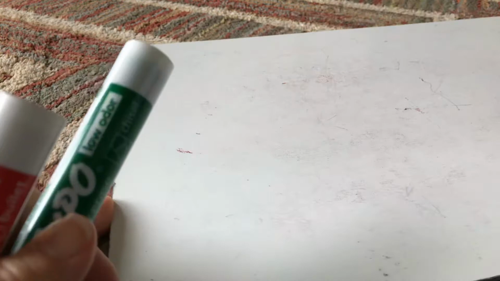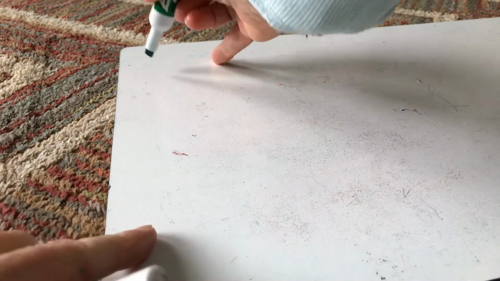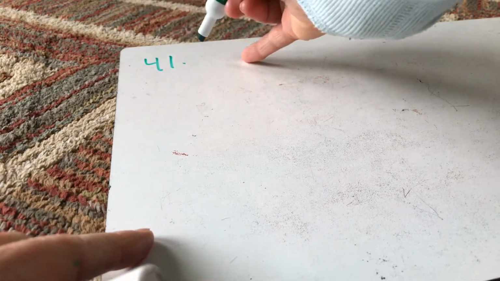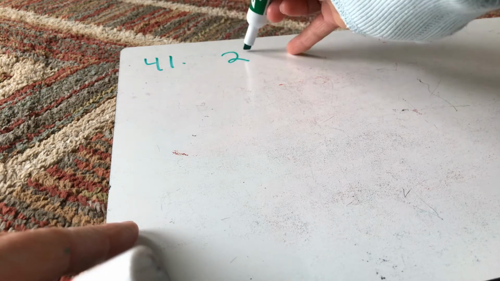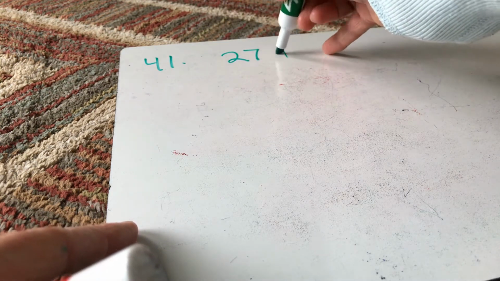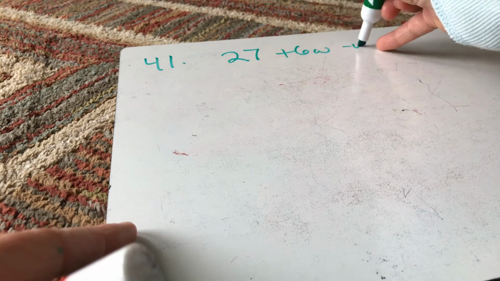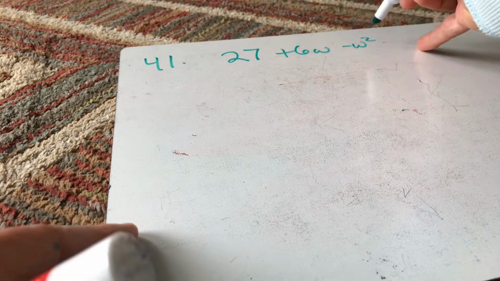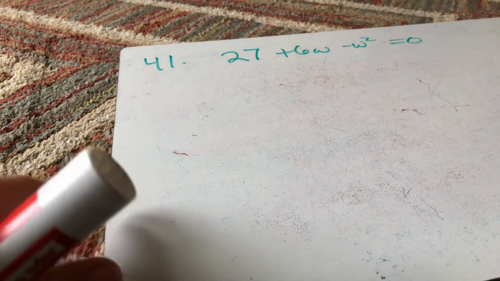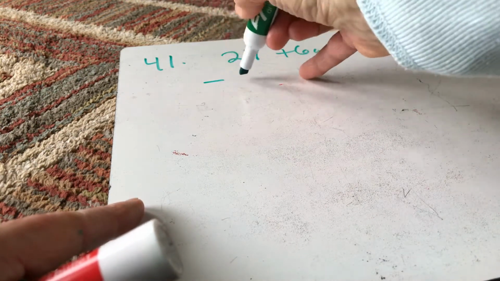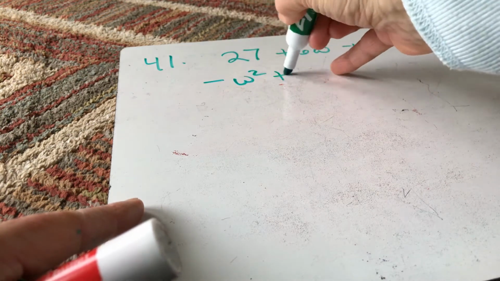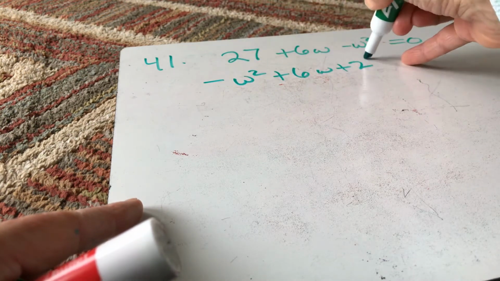Number 41. I know why 41 was disliked. Actually, this section is kind of irritating. But 27, I didn't write the book, plus 6w minus w squared equals 0. You can reorder this. You can change this around. So let's say I wrote negative w squared plus 6w plus 27.